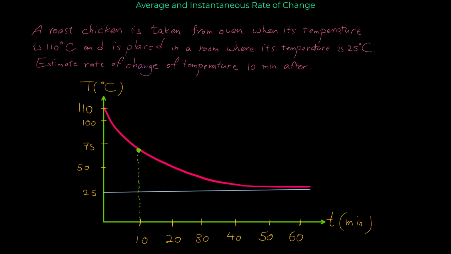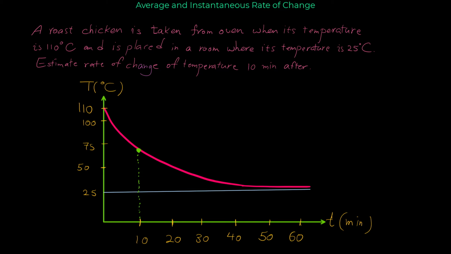So we want to find the instantaneous rate of change, or briefly rate of change. Attention, rate of change or instantaneous rate of change are the same here because we want to find the rate of change at 10, at this particular point. This is different than the average rate of change, which is over an interval.